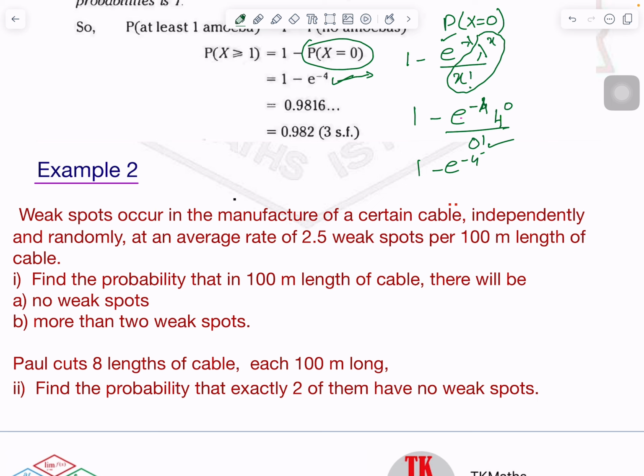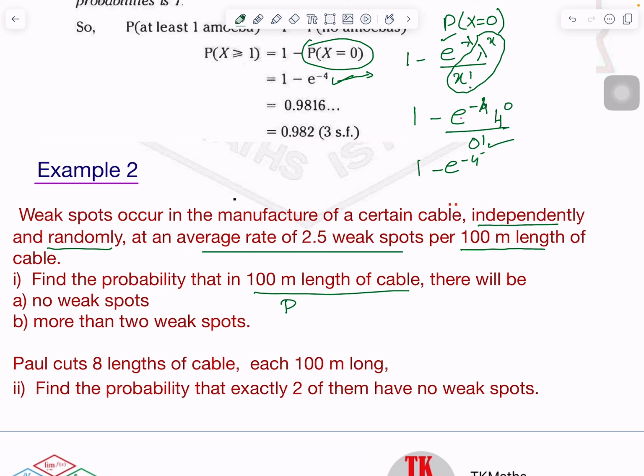Or if you want to try it yourself, you can put the video on pause. Weak spots occur in the manufacture of a certain cable independently and randomly. Now two conditions are given to you here, okay? Independently and randomly, at an average rate of 2.5 weak spots per 100 meter length. So in 100 meter length, what is the lambda? Or average is what? Mean is what? 2.5 weak spots. Find the probability that in 100 meter length of cable, there will be no weak spot.